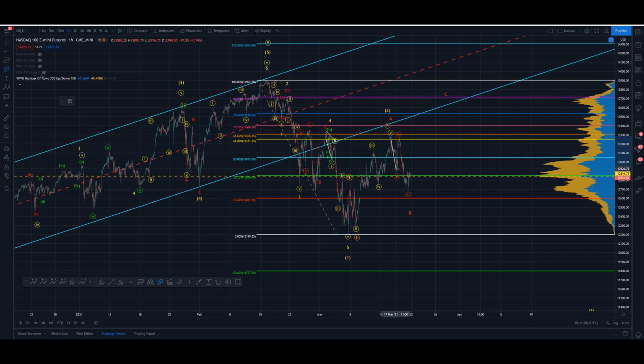So I flipped short off of the rebound, and now we're looking for 5 waves down. Don't think it's done yet. 1, 2, 3, 4.